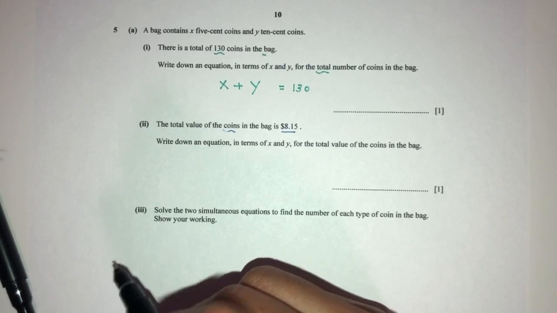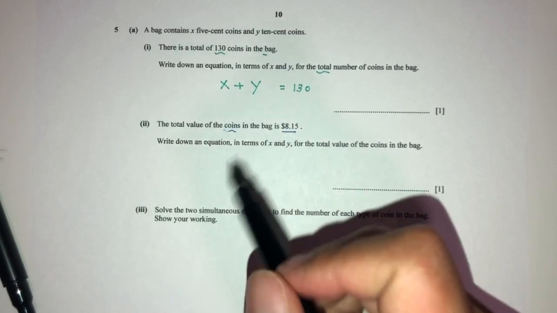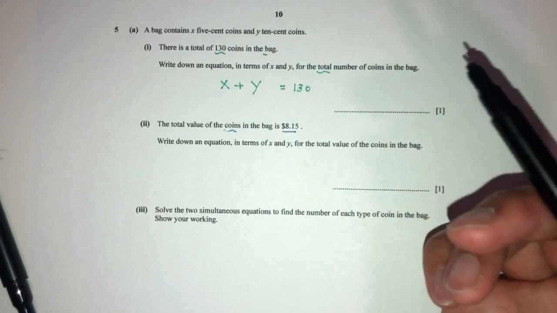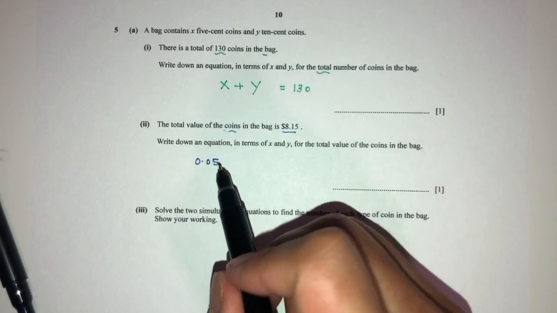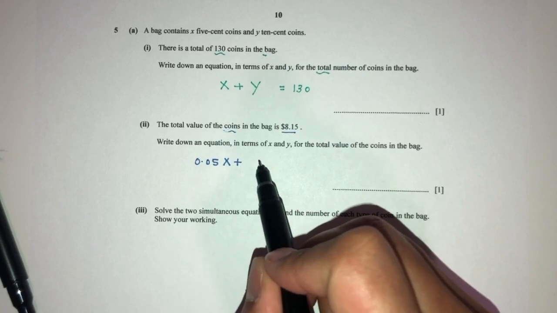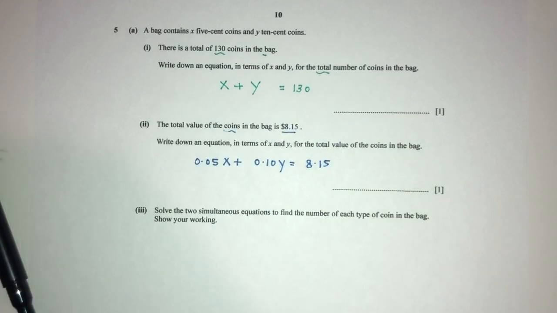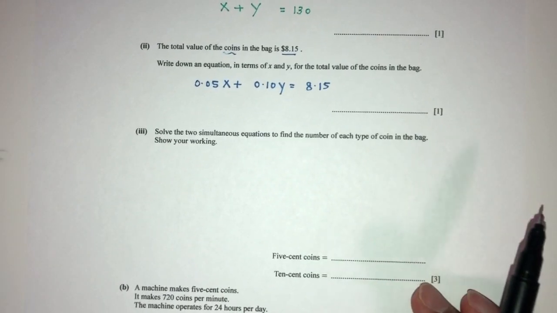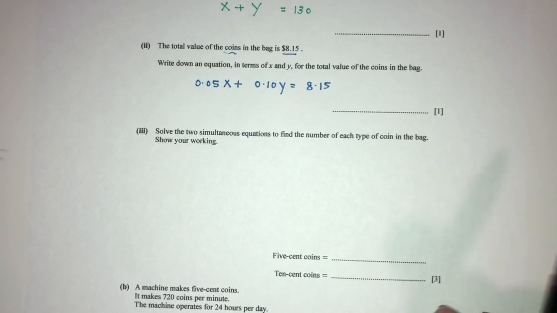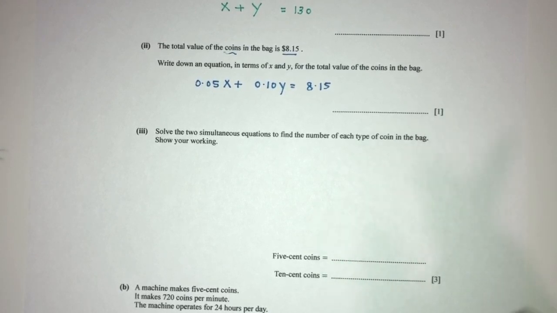Okay? So now we have to write an equation as well in terms of X and Y that gives me that value. Now, how do you write 5 cents? That will be 0.05 in terms of dollars, times X, plus 10 cents, 0.10 times Y, has to give you 8.15. That will be the second equation. Now we have to solve these two to find the number of 5-cent coins and 10-cent coins.